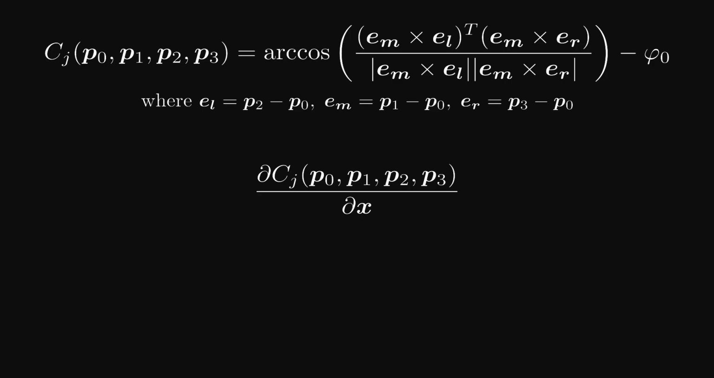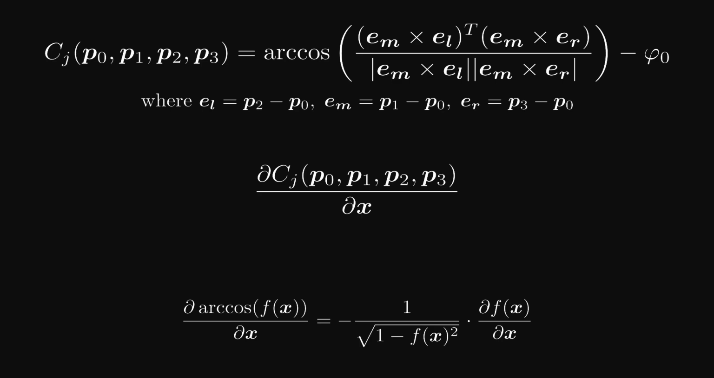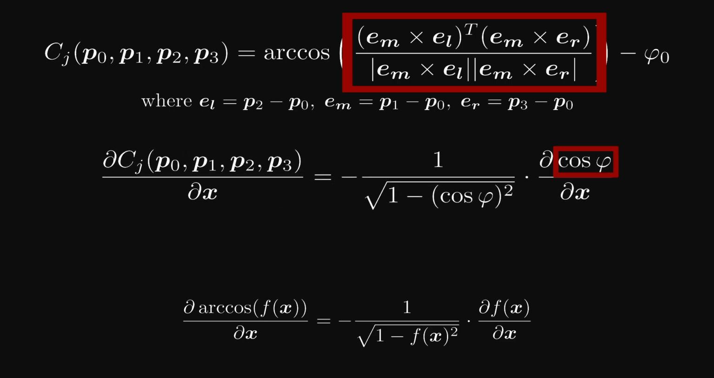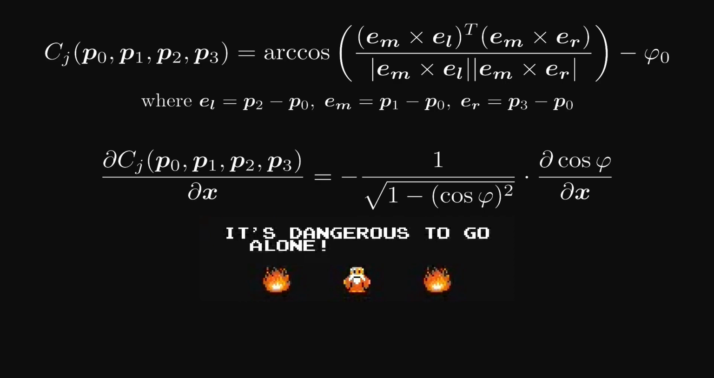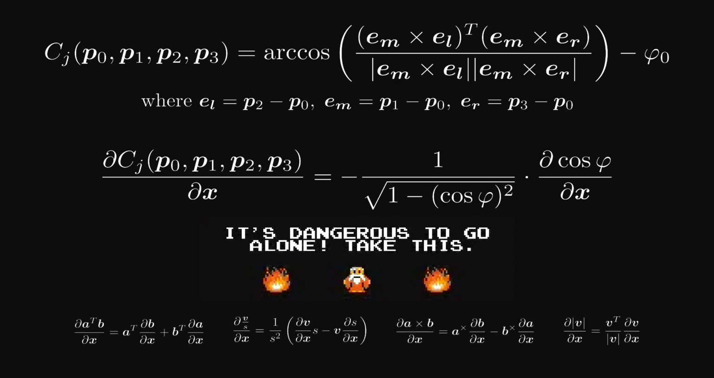To start, we need to apply the chain rule to the arccos function. This results in a derivative of the arccos function evaluated at the original argument, being multiplied with the derivative of the argument. In our example, f of x corresponds to this expression. As a shortcut, I use the cosine of phi as the argument. To avoid taking all the fun out of it, I'll leave the steps of the derivation as an exercise for you. On your way, you might find these formulas useful.